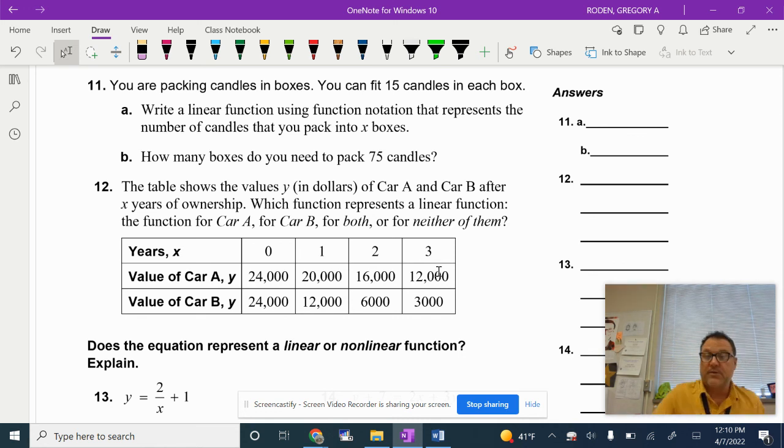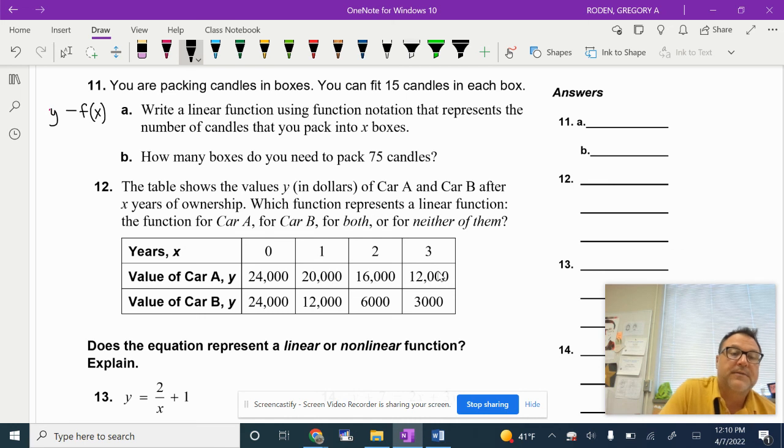Okay, so I'm going to teach you something. From now on, another way to think of y is function notation. Instead of writing y, we're going to write f of x. F stands for function of x. This is called function notation. So instead of a y, we're going to use f of x, okay? And it makes sense, and I'll show you what that looks like in a minute.